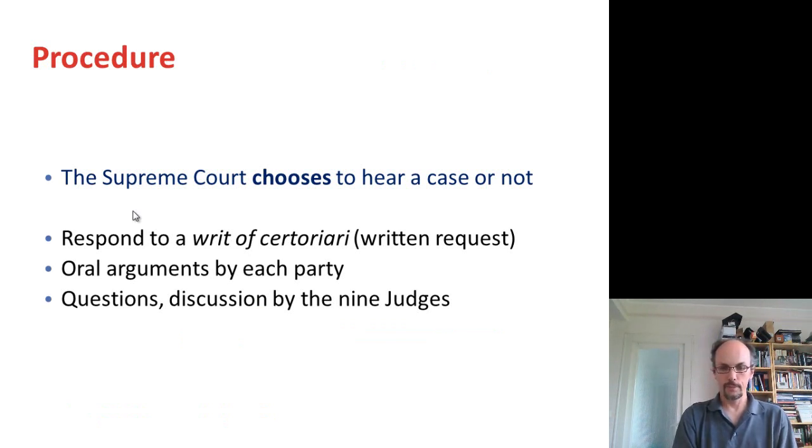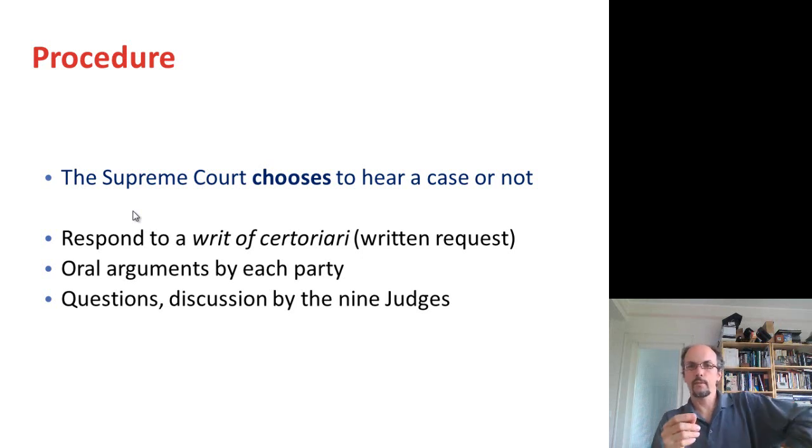Now, how does it work? The Supreme Court has a privilege. Unlike other courts, it can choose to hear a case or not. People write to the Supreme Court, it's called a writ of certiorari, a written request. They write to the Supreme Court to ask the Supreme Court to review their case, to hear their case.